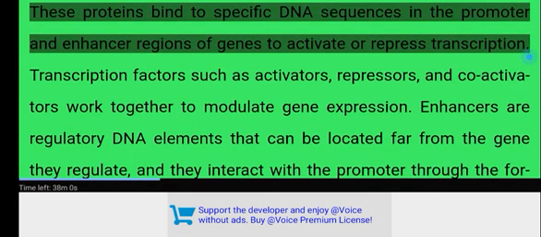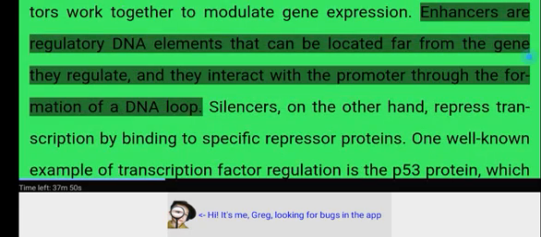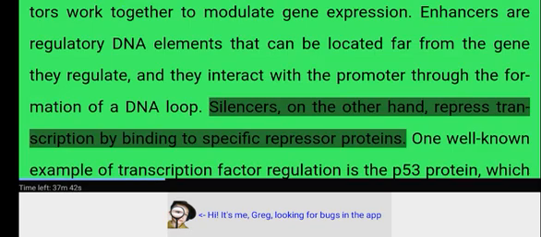These proteins bind to specific DNA sequences in the promoter and enhancer regions of genes to activate or repress transcription. Transcription factors such as activators, repressors, and co-activators work together to modulate gene expression. Enhancers are regulatory DNA elements that can be located far from the gene they regulate, and they interact with the promoter through the formation of a DNA loop. Silencers, on the other hand, repress transcription by binding to specific repressor proteins.